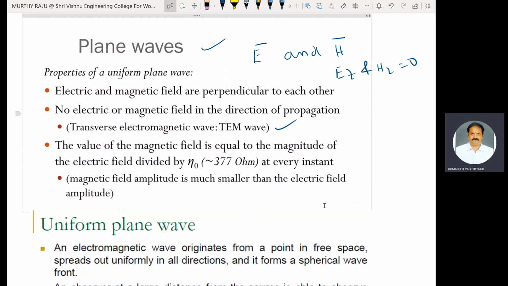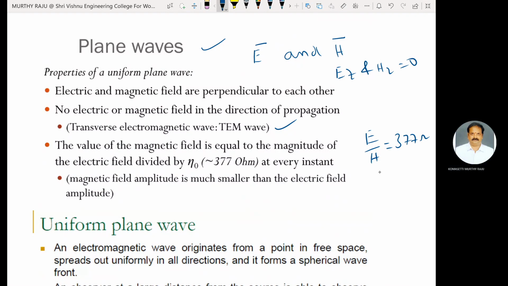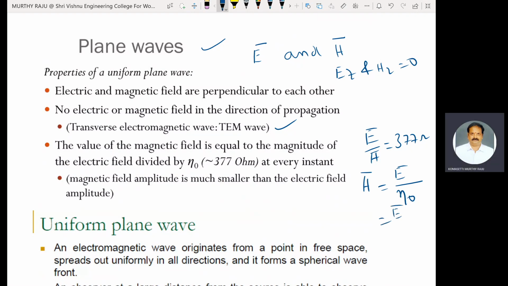The magnitude of the magnetic field is equal to the magnitude of the electric field divided by eta naught, 377 ohms, at every instant. Magnetic field amplitude is much smaller than the electric field amplitude. E by H, in free space, is equal to 377 ohms, eta naught. Therefore, the magnitude of the magnetic field is equal to the magnitude of the electric field E bar divided by eta naught, that is E bar divided by 377 ohms.